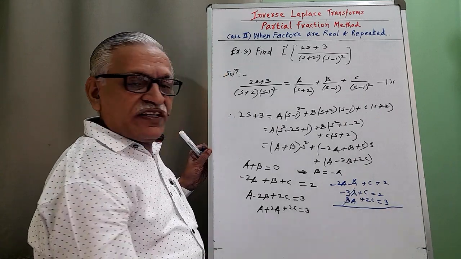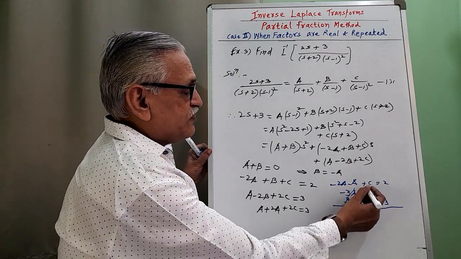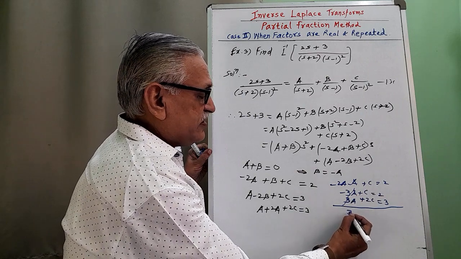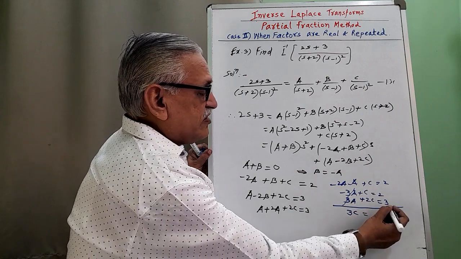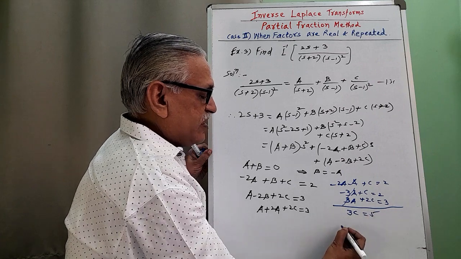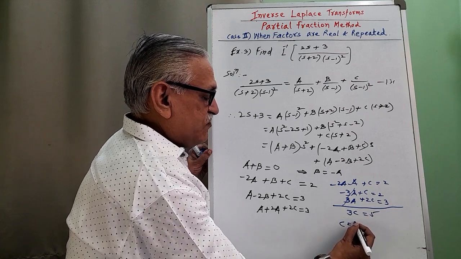Opposite sign terms, therefore adding these two equations, plus 3a minus 3a get cancelled, 2c plus c we get 3c, 2 plus 3 we get 5, and therefore c is 5 by 3.